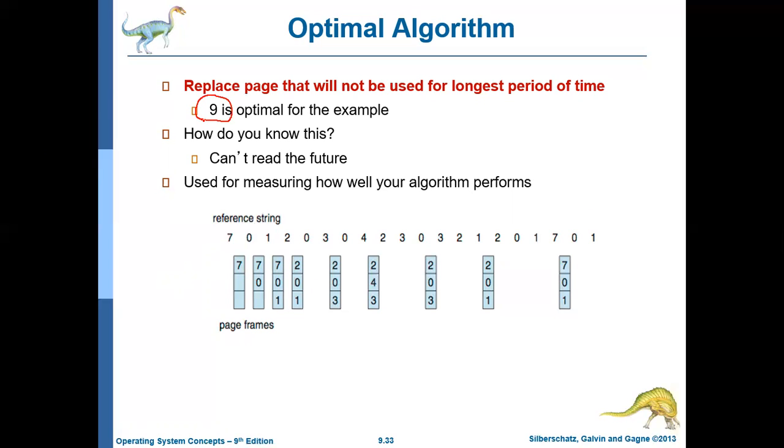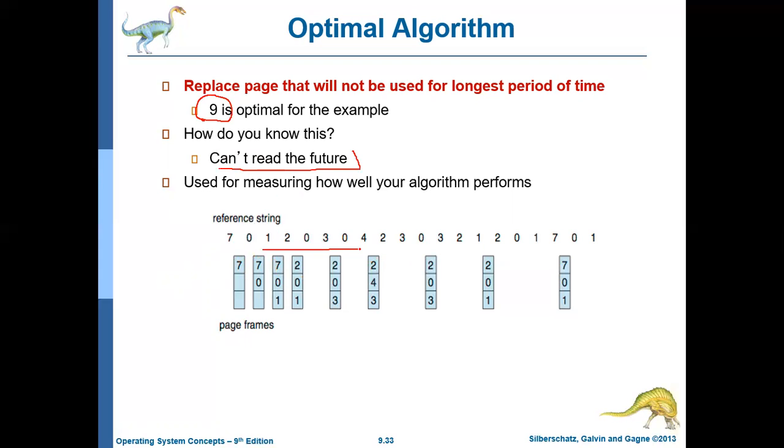But what is the drawback with this algorithm? There is a major drawback with this algorithm, that is you cannot know the future. Okay, so this is for theoretical study purpose. We are assuming that this is the reference string, but in reality that is not the case. Actually, you don't know the future. What memory locations will be requested by a particular software, all these things we don't know in advance. So practically you cannot implement this algorithm.